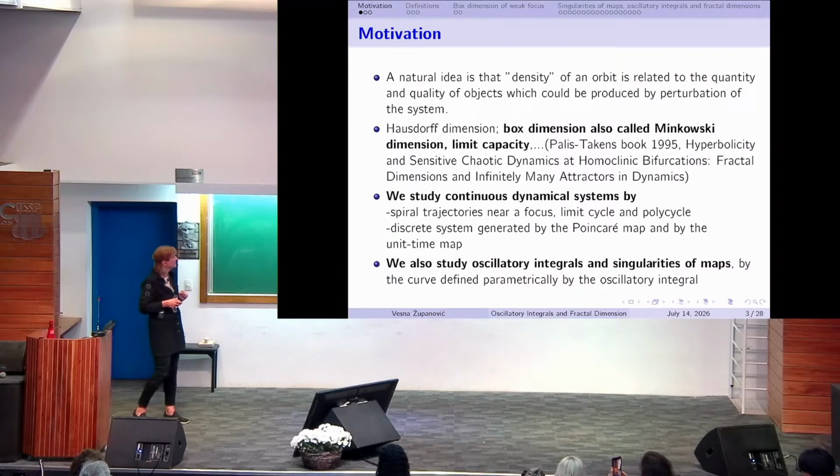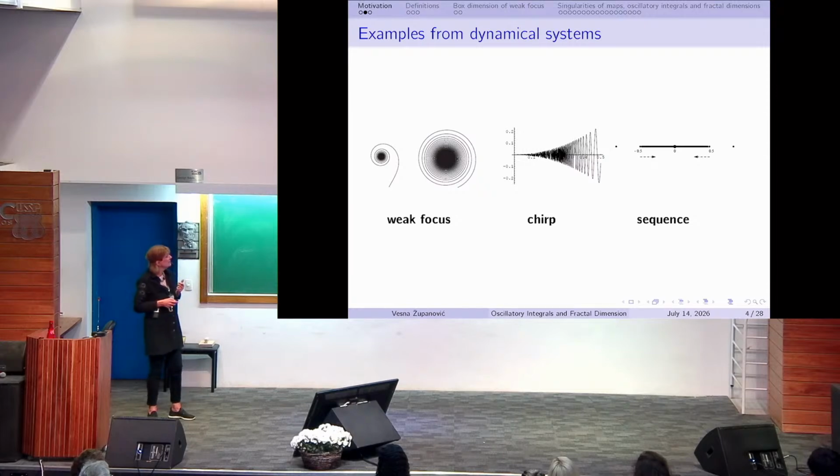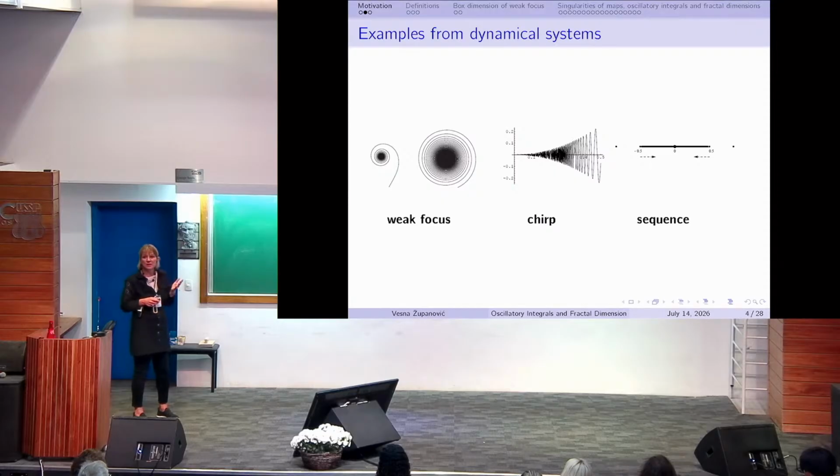But what about singularities of maps? We noticed that by an oscillatory integral, a curve could be produced. Something like this. I will show on another slide. But here, this is a weak focus, which we will study as a very simple result to show the idea. We call it a weak focus if the eigenvalues of the Jacobian are pure imaginary. This is called a weak focus.